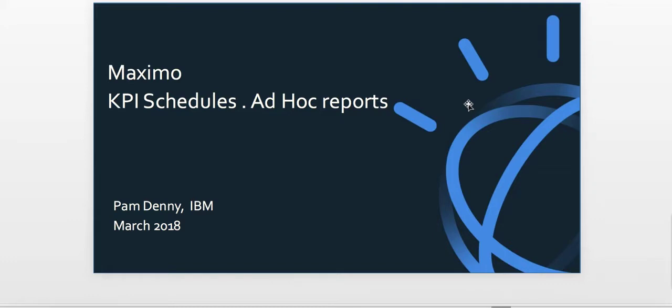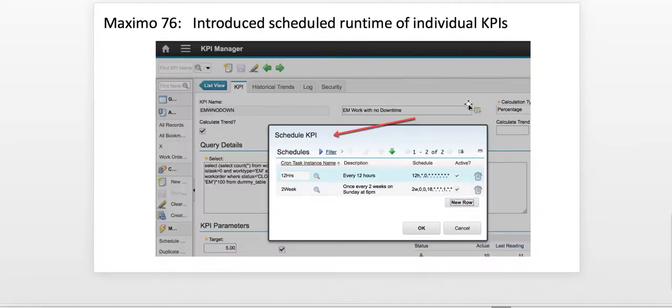In today's video recording, I'm going to highlight the powerful combination of KPI schedules and ad hoc reports. In Maximo 7.6, we introduced new functionality where you can schedule individual KPIs to run at various time intervals. Some of your KPIs, you might want them calculated every day. Other ones might be every week, every month. So now you have this flexibility and functionality available to you.